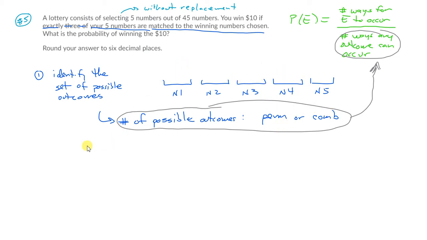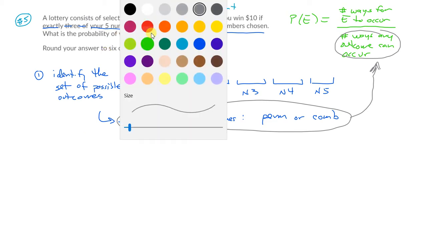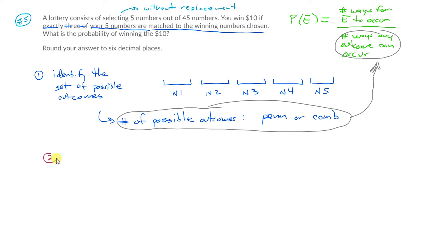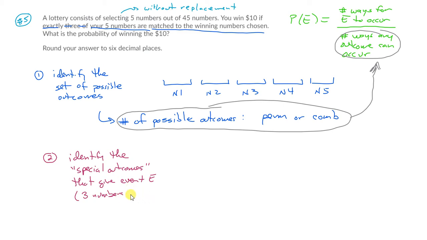So that's your denominator. Now, the second step is to identify the special set of outcomes that constitute the event that we're looking for. Identify the special outcomes that give us our event. Now, what event E are we looking for here? The event E is 3 numbers match the winning numbers. Sorry, it's hard to write at the bottom of the screen. I know it doesn't look like the bottom of the screen, but I have weird software here.